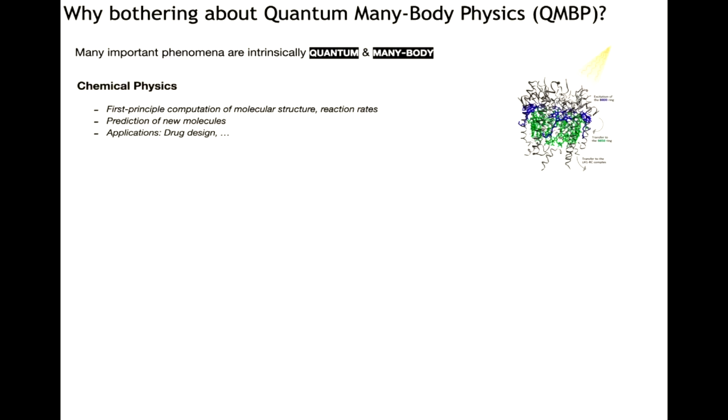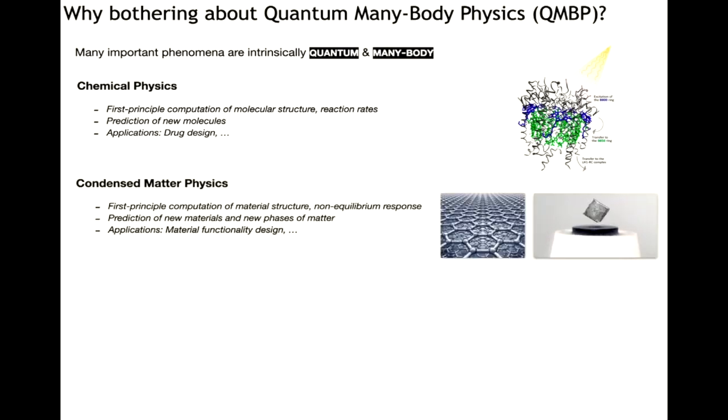So in the domain of chemistry, for example, if we had a solution of the quantum many-body problem, this would allow us to perform a first principle computation of molecular structure, for example, or reaction rates of chemical reactions, and this would give us the opportunity to predict new molecules, with obvious applications, for example, for drug design and so on. Here in the illustration, you see an example. This is a so-called light harvesting complex that plays a role in the process of photosynthesis, and it's an example of a process where quantum mechanical effects are important.